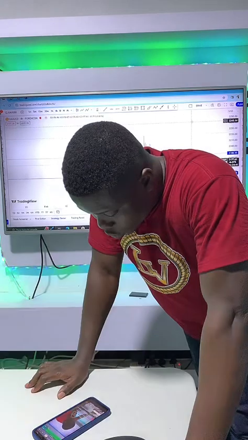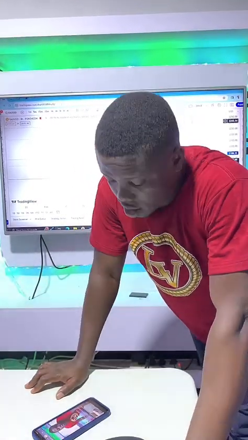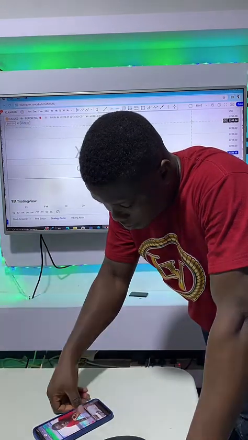How can I execute a good trading plan? First of all, you should know how to draw a good trading plan before you can execute. If you don't know how to draw the plan, you cannot execute. So that's what you need first.